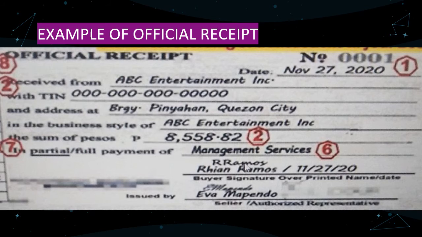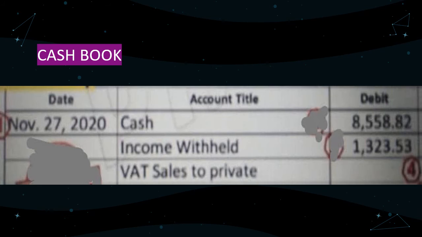This picture shows an example of an official receipt. The date received from ABC Entertainment is November 27, 2020, and you can see further details from that picture. The picture was made as an example to understand easily. The picture shows the cash transaction of the previous diagram. They will record it on the debit side because cash is received, and the income withheld VAT sales to private is also received. So it will be on the debit side.